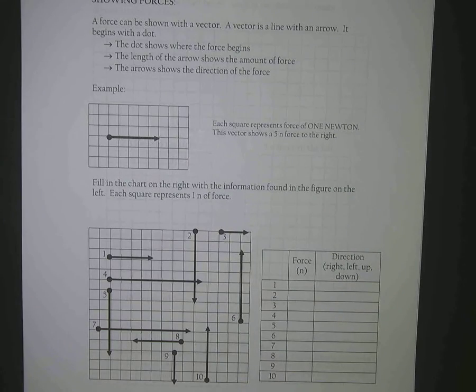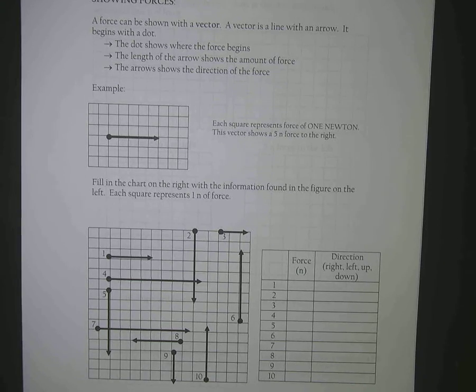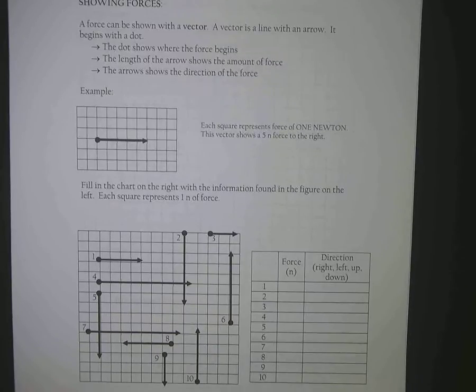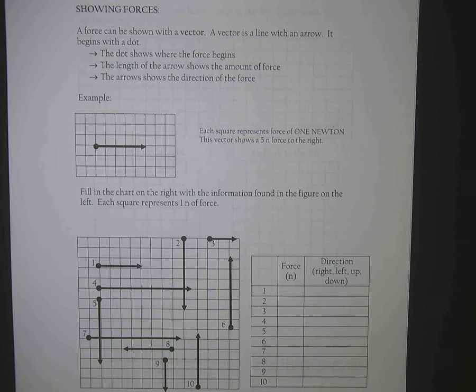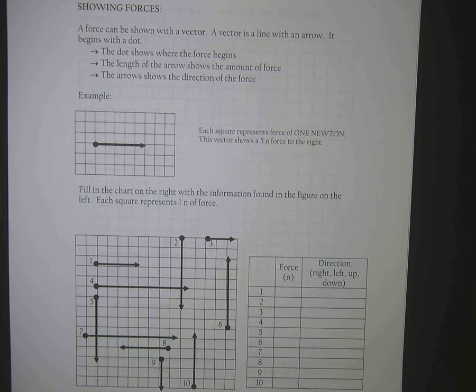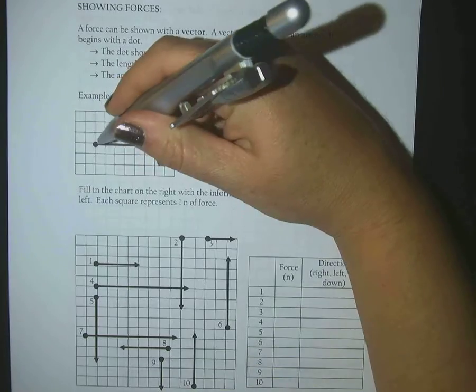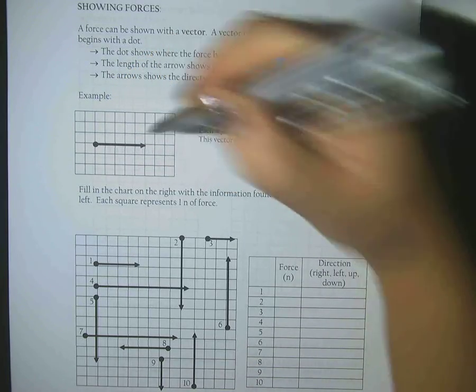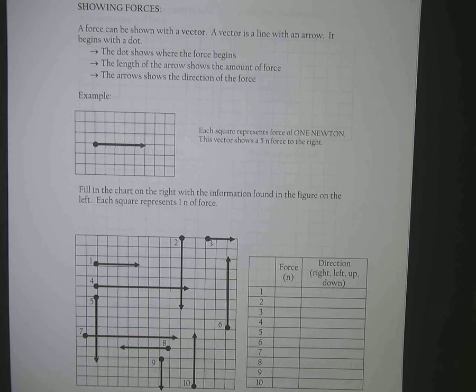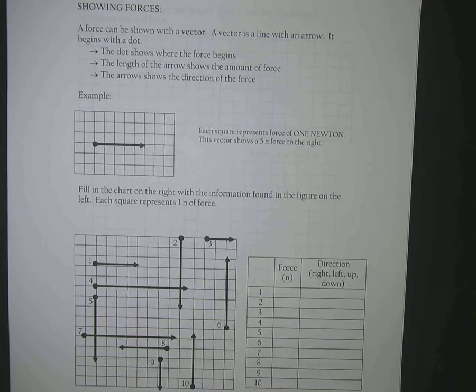All right, this paper, since you already had time to do this, it says a force can be shown with a vector. A vector is a line with an arrow. It begins with a dot. The dot shows where the force begins. The length of the arrow shows the amount of force, and the arrow shows the direction of the force. Each square represents a force of 1 Newton. So this vector shows 5 newtons to the right. 1, 2, 3, 4, 5. Okay, so all we have to do is fill in the table for the 1 through 10.